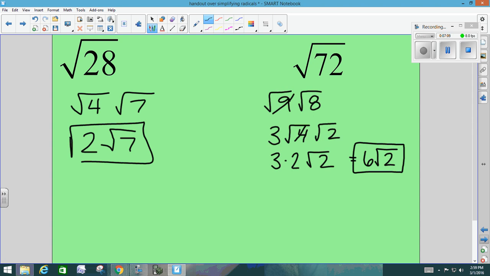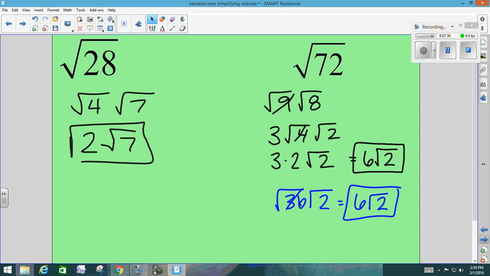Zach, what did you say 72 is divisible by? Oh, you said 8? Yeah. Someone said 36. How many times? 2. So I could break 72 as the square root of 36 times the square root of 2. What is the square root of 36? 6. What do you notice about these answers? They're the same. What do you notice about the process of the answers?